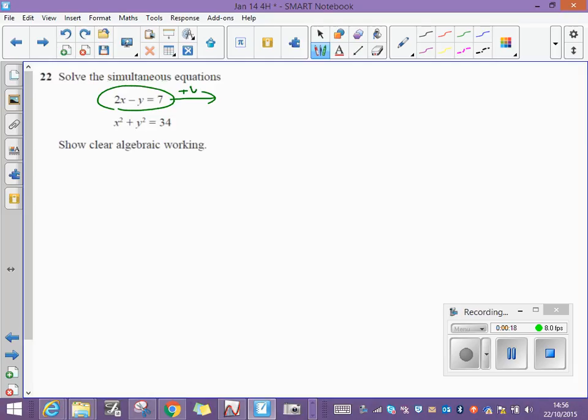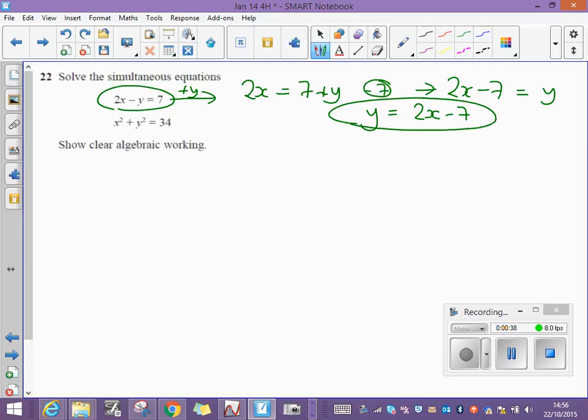So if I add y onto both sides, I've got 2x equals 7 plus y. I then subtract 7 from both sides, and I've got 2x minus 7 is equal to y, or if you like, y equals 2x minus 7. And what I'm going to do now is substitute that into the other equation.